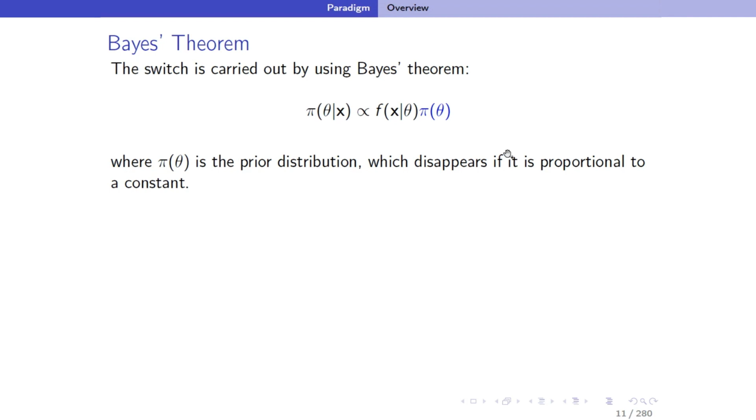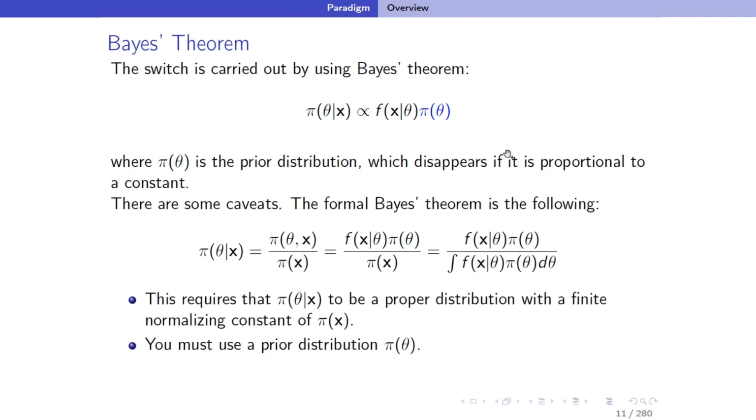And the key to the switch comes with using the Bayes theorem, attributed to Reverend Bayes about 250 years ago, in the 18th century. It states that, in order to make this switch, the posterior distribution of theta given x is proportional to f of x given theta, which is the likelihood, times a prior distribution pi of theta. In fact, the prior disappears if it is constant. So if pi of theta is 1, then the posterior is indeed the same as the likelihood in functional form.